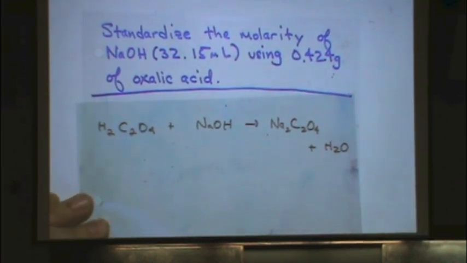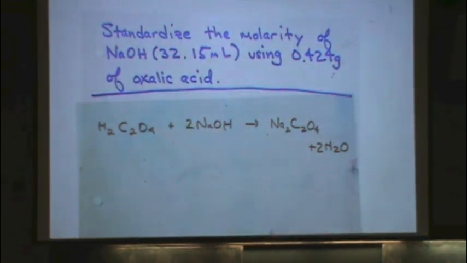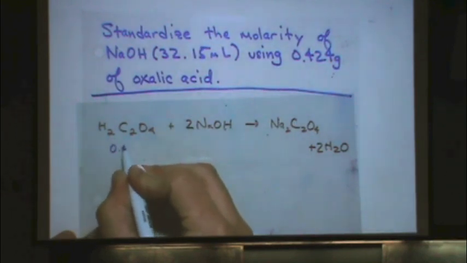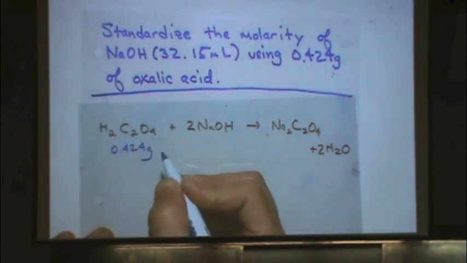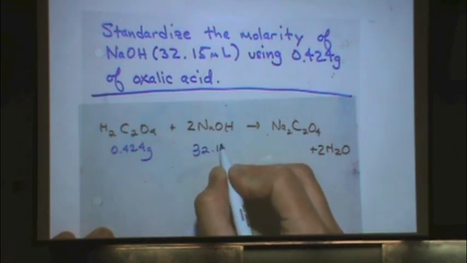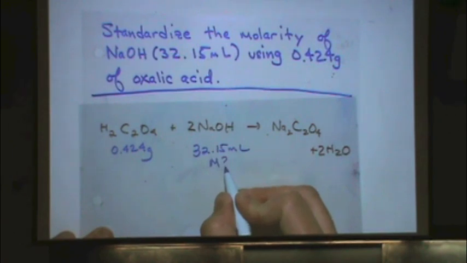And then I need balancing. So I'll put a 2 in front of the water and the sodium hydroxide. Here's my balanced reaction. Now underneath, I'm going to write the information I know. So there's 0.424 grams of oxalic acid. There's 32.15 milliliters of the sodium hydroxide, and I want to know the molarity.